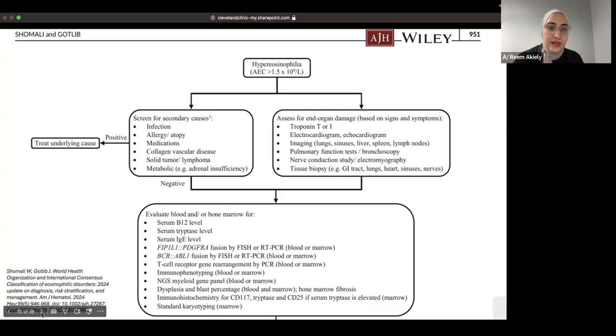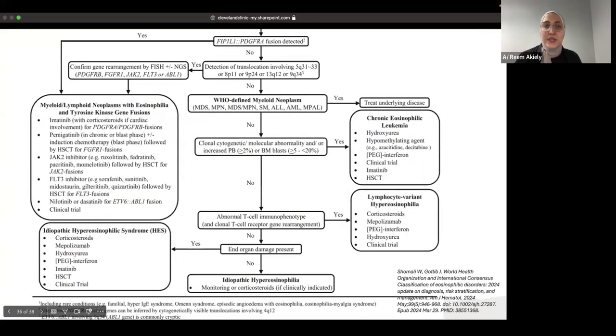For the second part of this algorithm, it's more directed towards targeted therapies for each subset. For example, if we look at the left, if we're dealing with myeloid lymphoid neoplasms with tyrosine kinase gene fusions, then imatinib is known to be the standard treatment for the platelet-derived growth factor receptor alpha and beta fusions, plus or minus steroids if there's cardiac involvement. Other agents have been described as well, including JAK inhibitors for cases that involve JAK2 fusions, and multiple monoclonal antibodies, as we can see here.